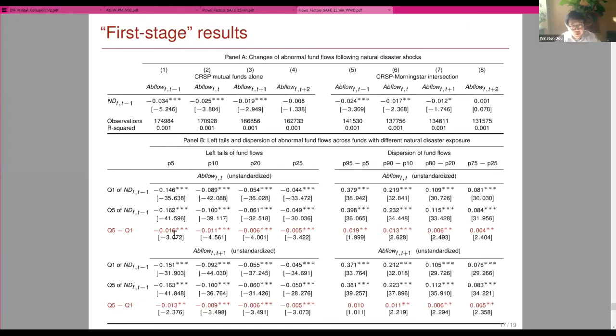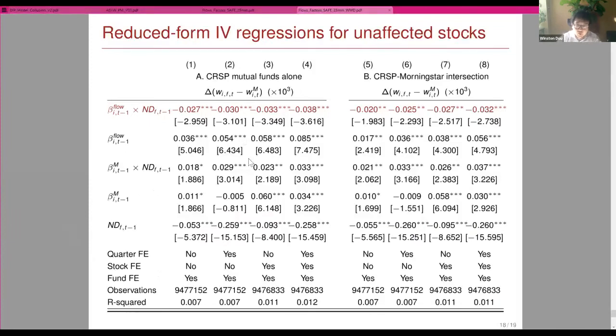It's larger in magnitude. Actually, this is the case. And here, this panel shows the next quarter, and this table panel shows the quarter after next. It's still significant. And here, the result also holds for the dispersion of fund flows as a measure of outflow risk. This is the first stage. Hopefully, I convince you about this relevance condition. And then we move to the final step.